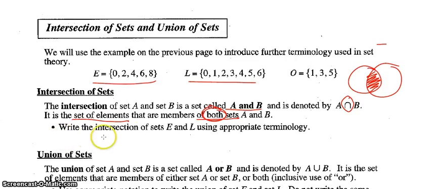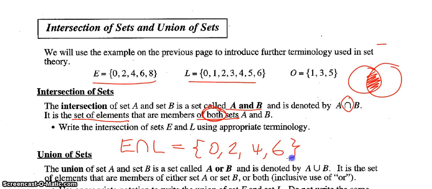Write the intersection set between E and L. Which elements are in both? The intersection between E and L is 0, 2, 4, and 6. These elements appear in both.